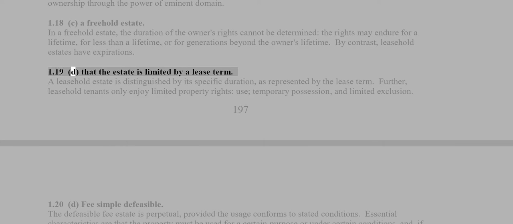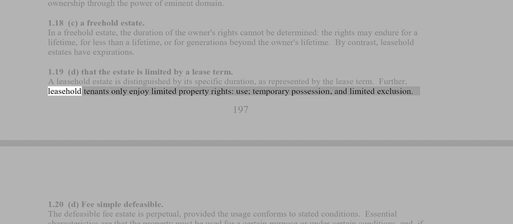1.19 D. That the estate is limited by a lease term. A leasehold estate is distinguished by its specific duration, as represented by the lease term. Further, leasehold tenants only enjoy limited property rights: use, temporary possession, and limited exclusion.